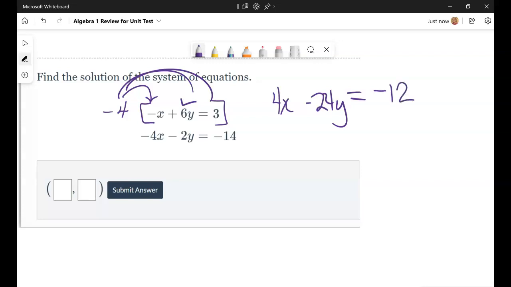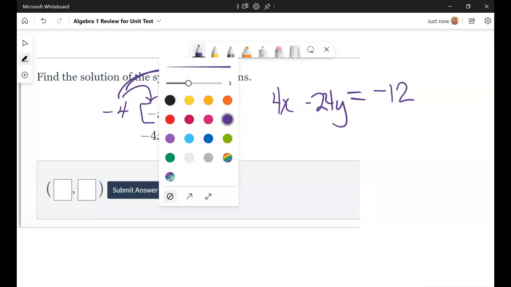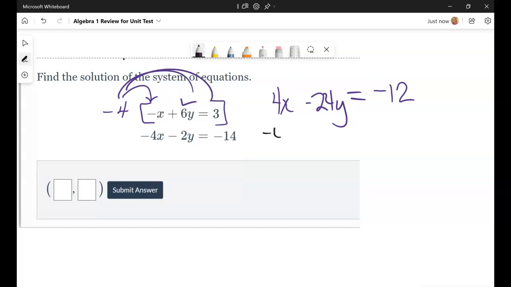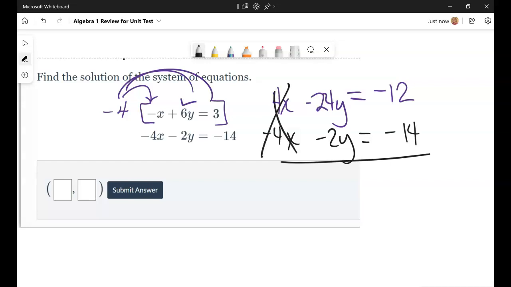Okay. The bottom equation is going to stay exactly the way it is right now. Negative 4x minus 2y is negative 14. What cancels? 4x. So what happens when you combine these? You get negative 26y equals, and then do you add those two? You do. You combine them. They're both negative. Negative 26. X would equal, divide by negative 26.